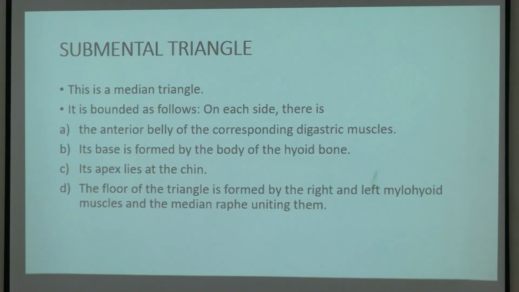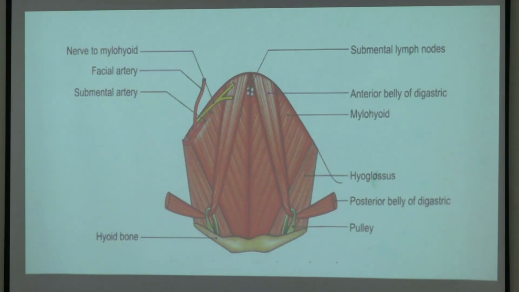Okay. The first triangle is the submental triangle. Your submental triangle is bounded by the anterior belly of the corresponding digastric muscle on both the sides. Then the base is formed by the body of the hyoid bone and apex lies at the chin point. The floor of the triangle is formed by the right and left mylohyoid muscles and the median raphe uniting them. Okay. This whole structure is your submental triangle.